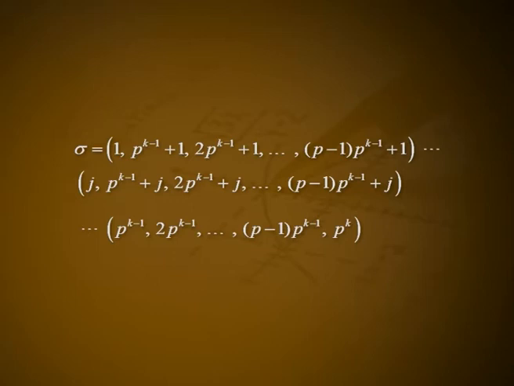(p-1) times p^(k-1) plus 1, etc. The cycle j·p^(k-1)+1, ..., j·p^(k-1)+j, 2·p^(k-1)+j, etc. (p-1)·p^(k-1)+j, etc. The cycle p^(k-1), 2·p^(k-1), etc. (p-1)·p^(k-1), p^k has the following properties.